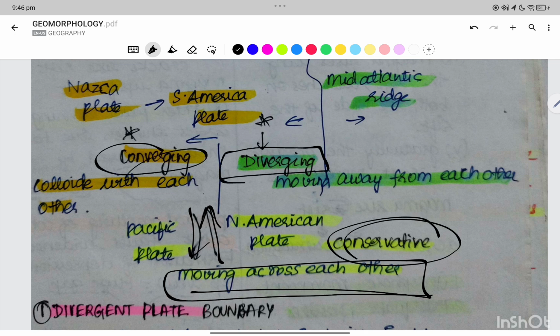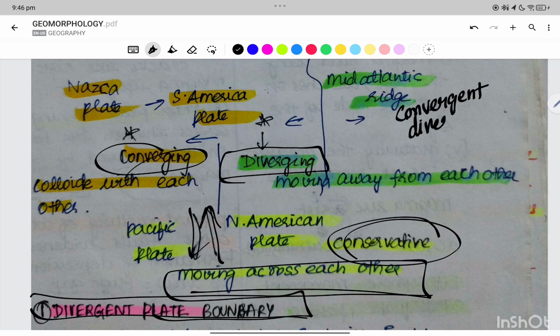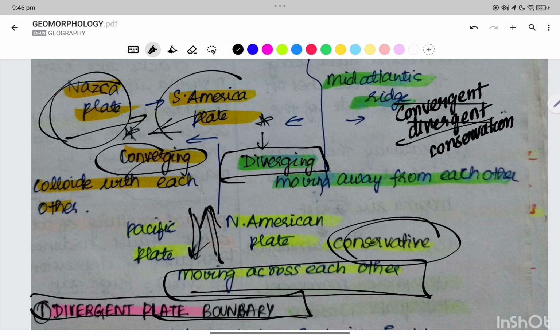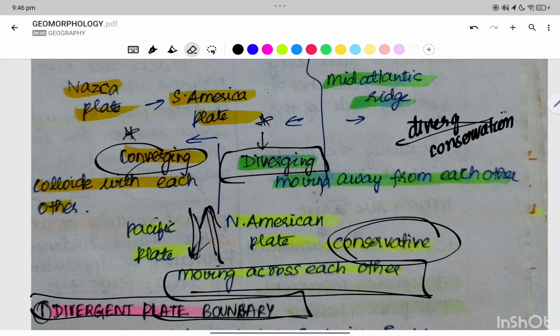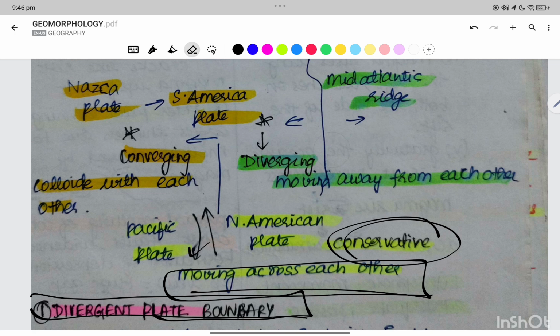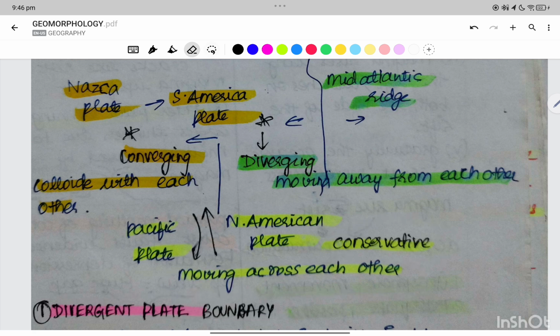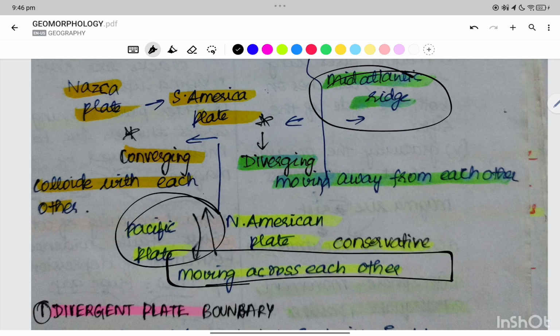Converging, diverging, and conservative: the different plate boundaries are convergent plate boundaries, divergent plate boundaries, and conservative plate boundaries. Convergent means they are coming close to each other, like the Nazca plate and the South American plate. Divergent happens across the mid-Atlantic ridge. For conservative, the Pacific plate and North American plate are an example.